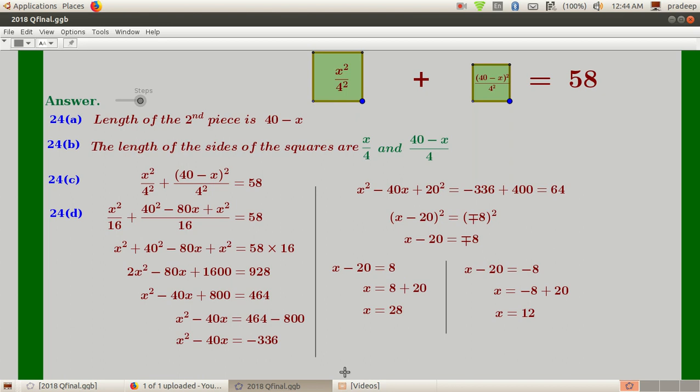Therefore these are the two values of x actually, but if we take x is equal to 28, the other part 40 minus x is equal to 12, and if x is equal to 12, the other part 40 minus x will be 28. Therefore the lengths of the pieces are 28 meters and 12 meters.